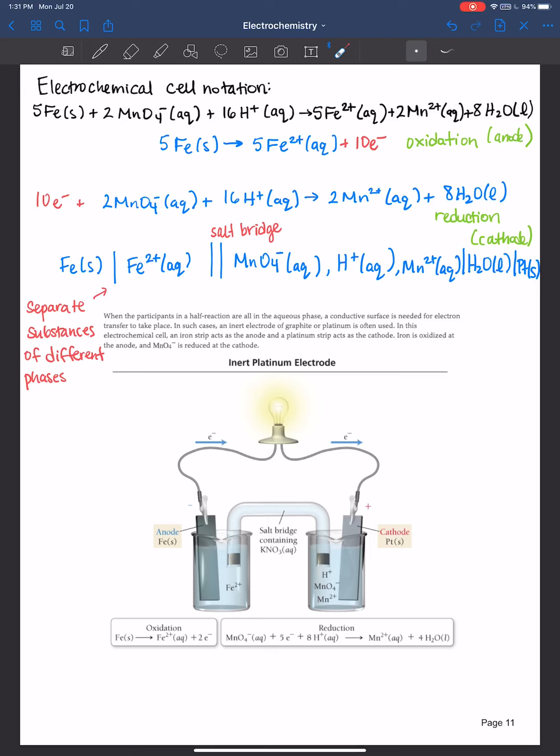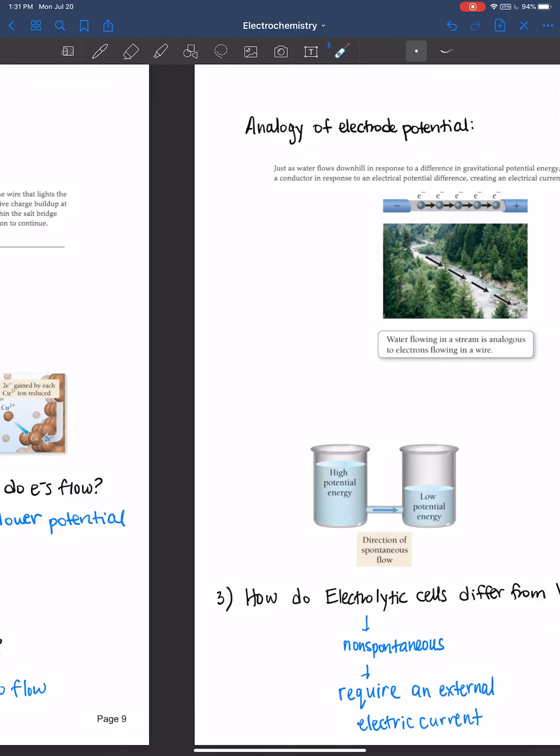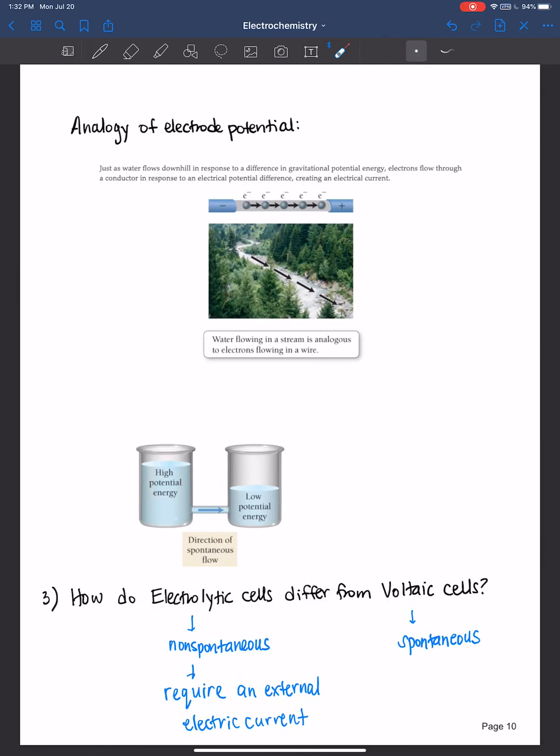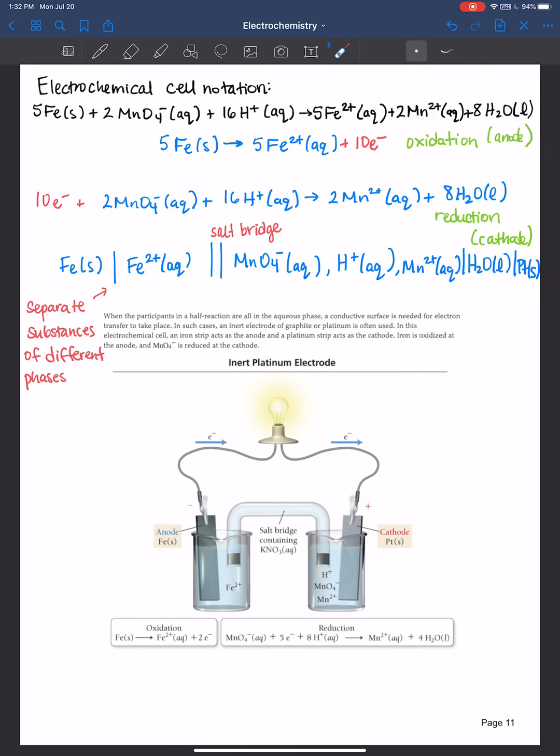Also, when it comes to electrodes, that's what connects the wire together so the electrons can flow through that wire, right? So we always put the electrodes at the very ends of the line notation. And if you have a solid species, like in this case we had iron solid, in the previous example we had zinc solid, we had copper solid, if that's part of your particular redox reaction, then you can use those as your electrodes.